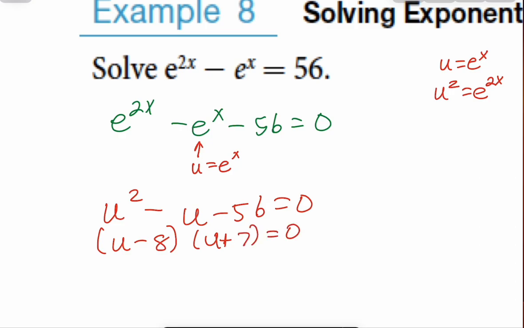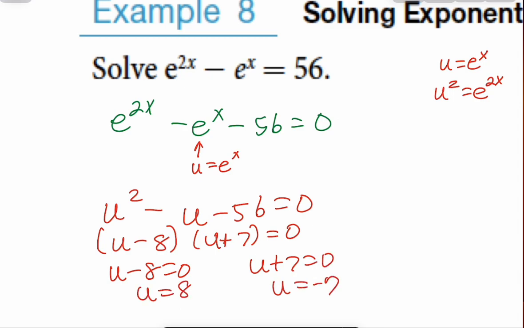Why 7 and 8? Well, 7 times 8 is 56. They have a difference of the -1 we want in the center. The negative goes on the 8 so that we get a -1 in the center instead of a +1 in the center, okay? Now, that gives us that U minus 8 equals 0 and U plus 7 equals 0. So U equals 8 or U equals -7.